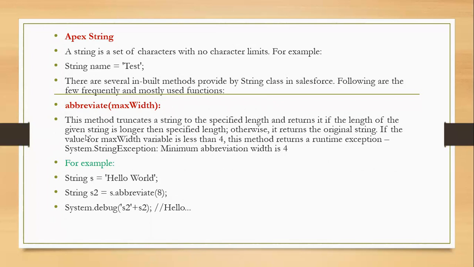Abbreviate max with this method. It truncates a string to the specified length and returns it if the length of the given string is longer than the specified length. Otherwise, it returns the original string.